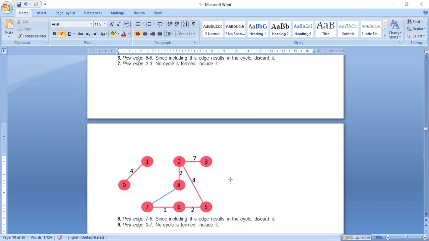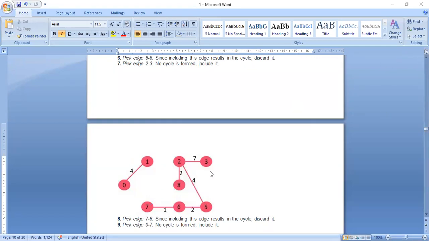If I add 7, 8, automatically a cycle is formed. You can see 7, 8, 8 to 2, 2 to 5, 5 to 6, 6 to 7. So a cycle is formed, so I will discard the edge 7, 8. I will not add it to the given minimum spanning tree which I am building. So discard 7, 8.